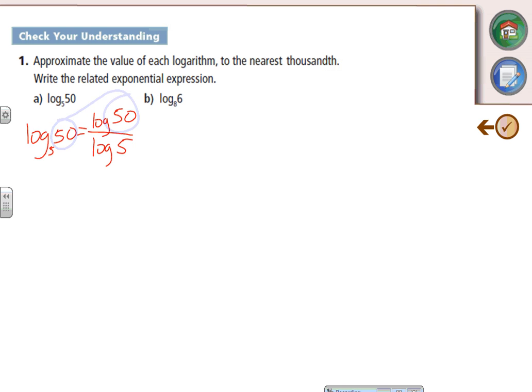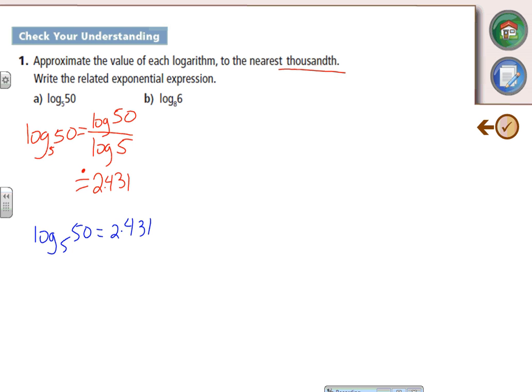And then we just punch that straight into the calculator. Log of 50 over log of 5. Make sure you can do it. That's approximately equal to 2.431 to the nearest thousandth. So 3 decimal places. 1,000 has 3 zeros, 1,000 has 3 decimal places. And give us the exponential expression of it. So what we're really saying is log base 5 of 50 is equal to 2.431.